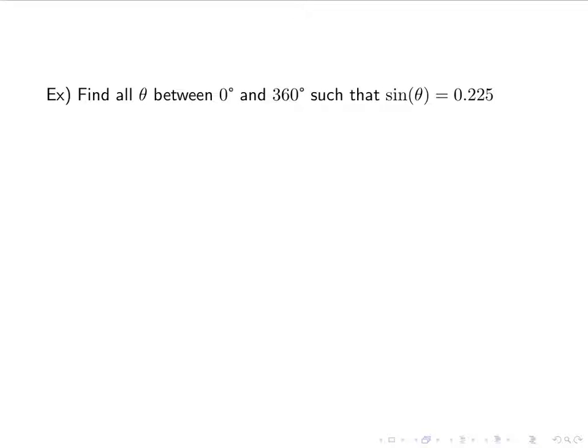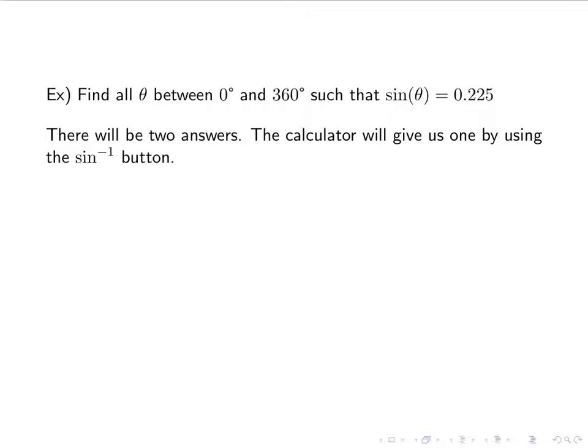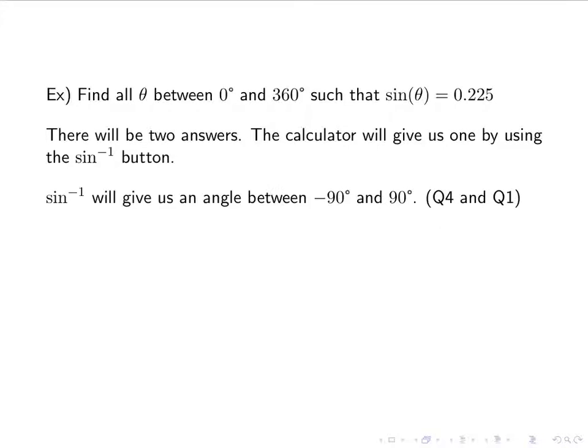So we're going to start off by, well, what do I have to do to find this? You'd have a question that looks something like: find all theta between 0 and 360 such that sine of theta is 0.225. Again, there are going to be 2 answers, one of which we'll get by using the sine inverse button.